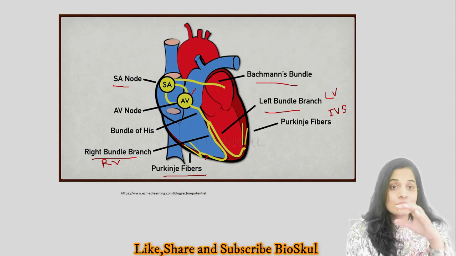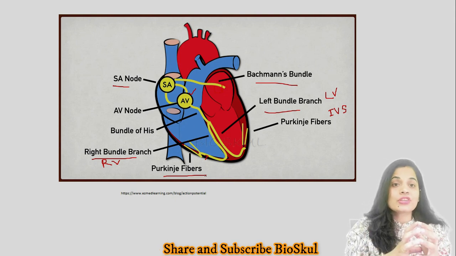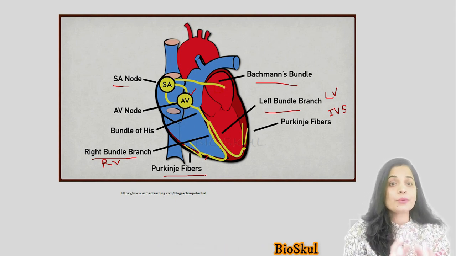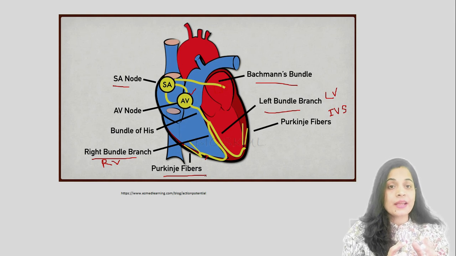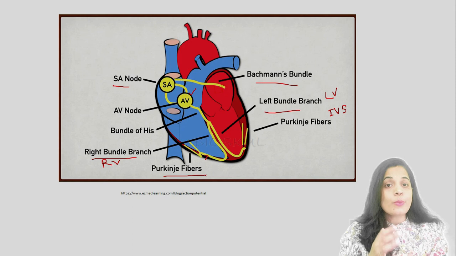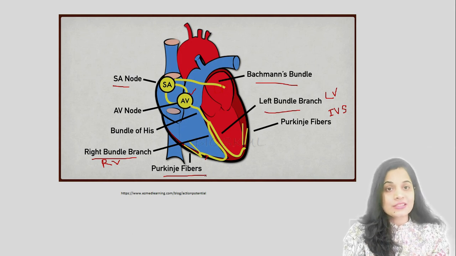So this is the route by which the conduction takes place. For a proper rhythmic heartbeat, adequate action potential is required to pass through this conduction system.